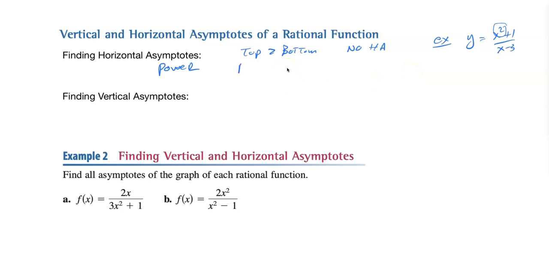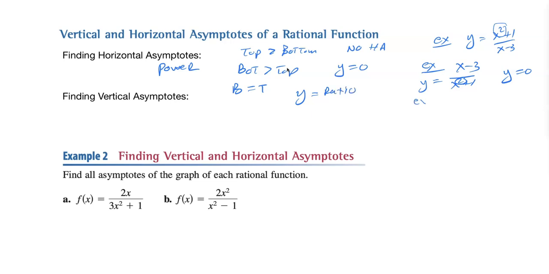What happens if the bottom power is bigger than the top? Then you have one at y equals 0. So for example, if I flip that, the bottom power is bigger now, so we have an asymptote at y equals 0. That'll be a horizontal asymptote. And if the powers are the same, in that case you look at the ratio of coefficients. So if I give you, let's say, 2x minus 1 over 5x plus 3, the powers here are the same, so we look at the ratio. My horizontal asymptote will be at y equals 2/5.